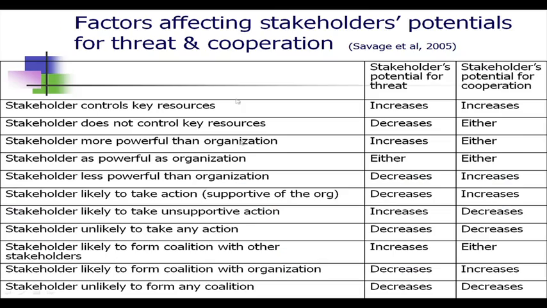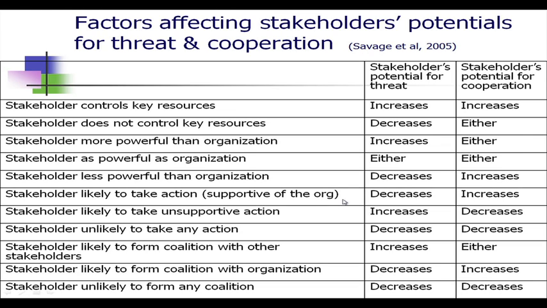Now the way you can use it is you find out what the stakeholder is likely to do right here. You find out where the stakeholders you have identified are going, what they are likely to do, and then see this part. So if you want the stakeholder to cooperate, what do you need to do? You need to reduce the power of the stakeholder.